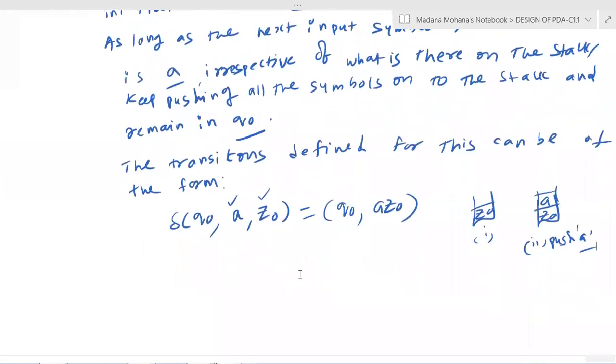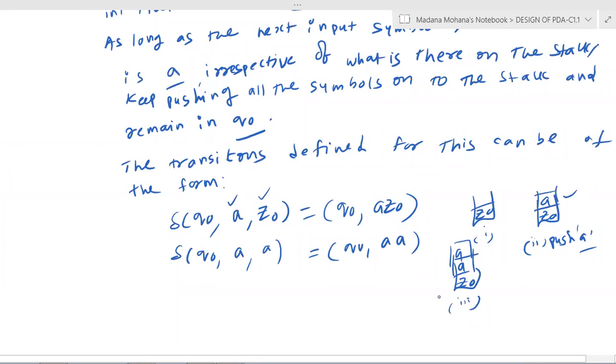As we mentioned, any number of A's you can push initially. Now you are at the same state. Now again the second A we are pushing. What is the current top of the stack? Current top is A now. So again whenever input is A, whatever the symbol on the stack, simply push A. Now A is pushed onto the stack. So here the stack becomes, already one A is there, now one more A is pushed onto the stack. This is the corresponding transition.